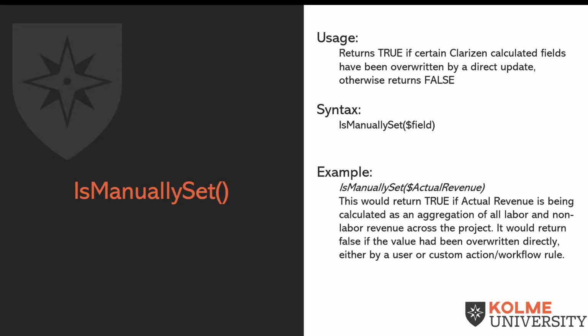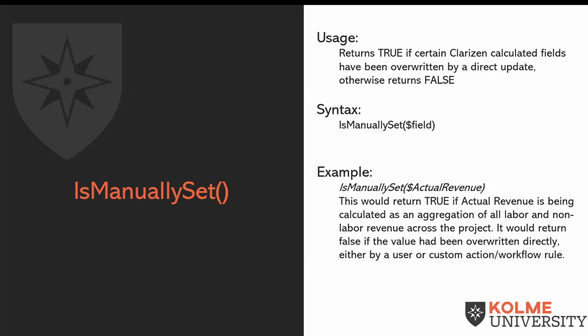So it would return true if someone made a direct update to the actual revenue, like went into the actual revenue on the property card and just changed it to $12,000 manually. Right. And that's a pretty neat feature of Clarizen, that you can actually manipulate some of these out-of-the-box calculations.